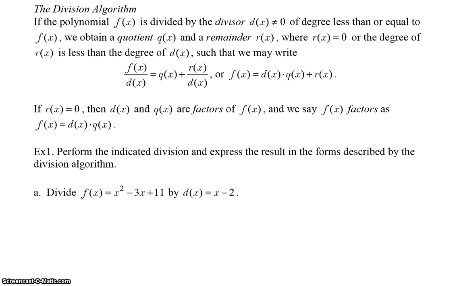If the remainder r of x is 0, then the divisor and quotient, d of x and q of x, are called factors of f of x, and we say f of x factors as f of x equals d of x times q of x. This is just based on the result that you see here above, but the r of x is 0, so we just get d of x times q of x. We've written f of x as a product of polynomials of usually lower degree. This is something that we will need to try to do to solve polynomial equations.